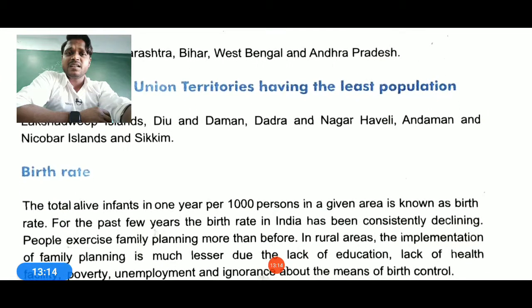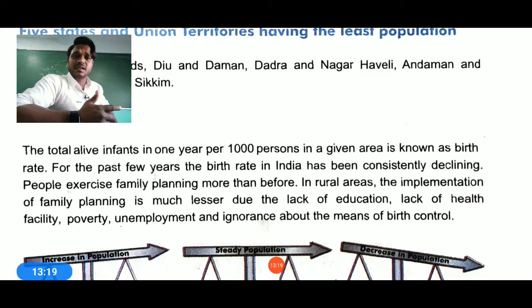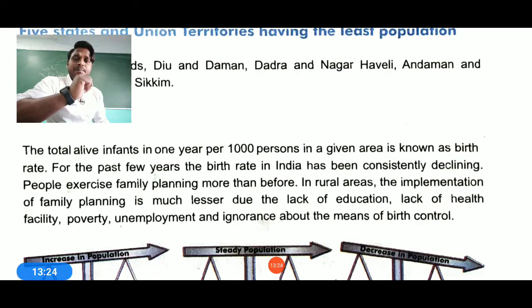Same as we can say that the birth rate, the total birth of live infants in 1 year per 1000 persons in a given area, is known as the birth rate. It means that for the past few years, the birth rate in India has been consistently declining. People practice family planning more than before, and in rural areas the implementation of family planning is much lower due to lack of education, poverty, unemployment and ignorance about the means of birth control. So somehow we can say, my dear students, we should actually plan our family.